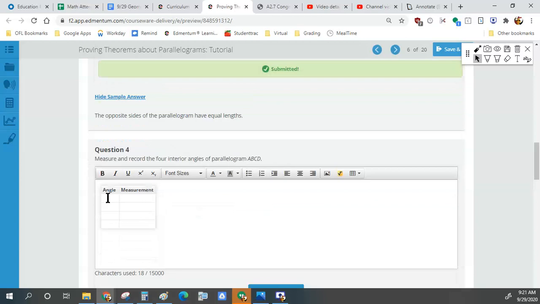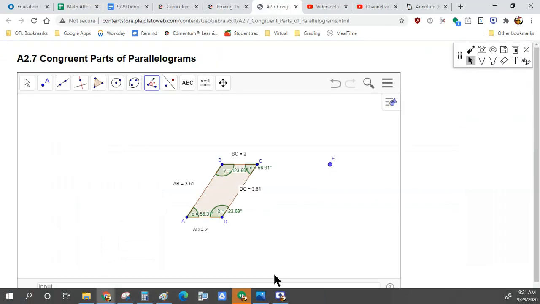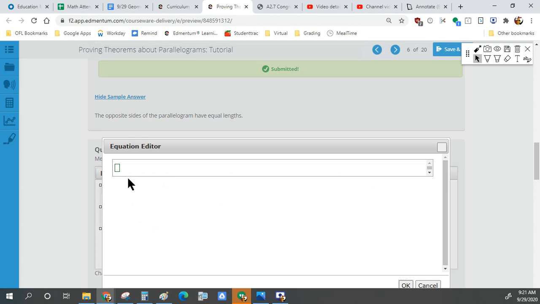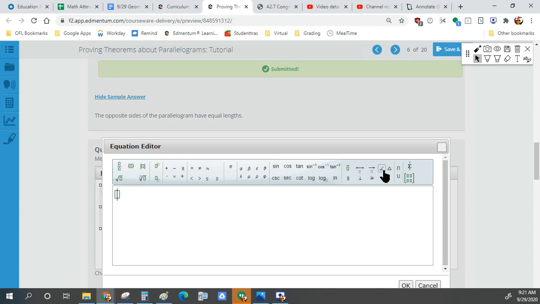So when we measure it, I don't care if you guys call it like the CBA or if you just call it angle B. I like calling it angle B because I'm like, what other angle would I be talking about? When there's more lines, yes, you have to be specific. But here, usually I just like it when you just go like angle A.